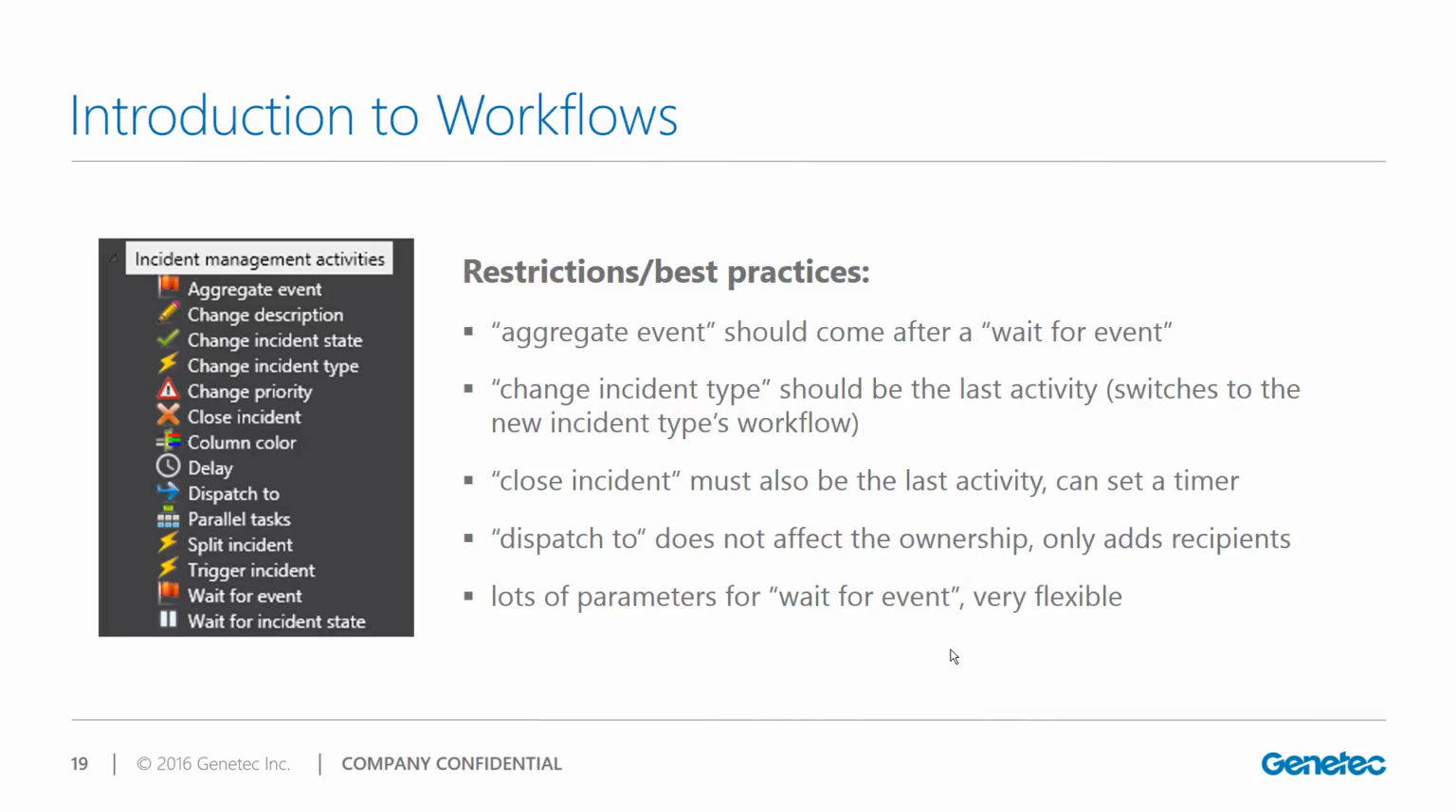We can use the change description activity to replace the incident description with some text that we specify. The change incident state can be used to forcibly change the incident to a specific state, regardless of its current state. Change incident type will take the current incident and turn it into the different type that we specified. Looking at our best practices, we want this to be the last activity in our workflow because it does switch to the new incident type's workflow right after that.